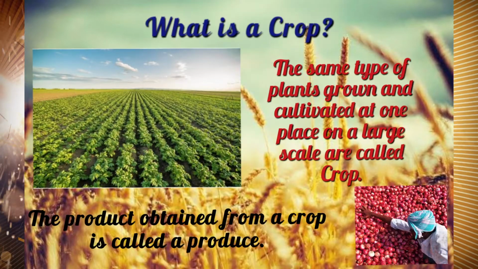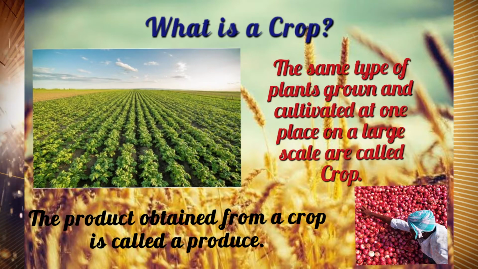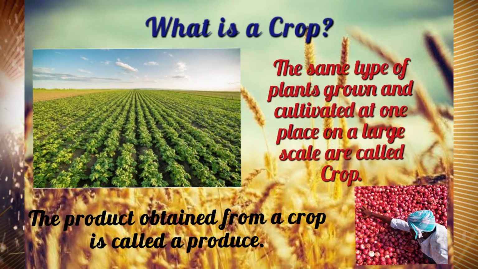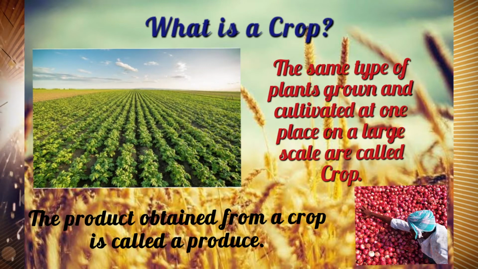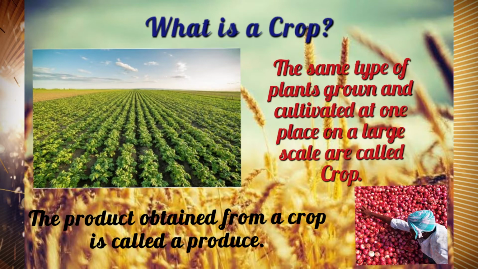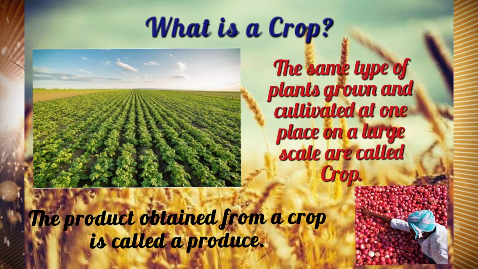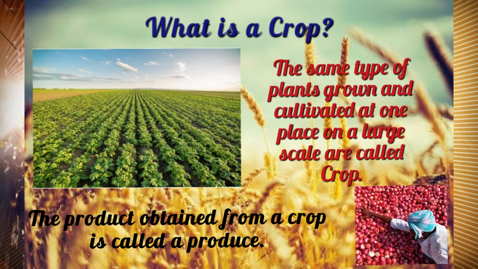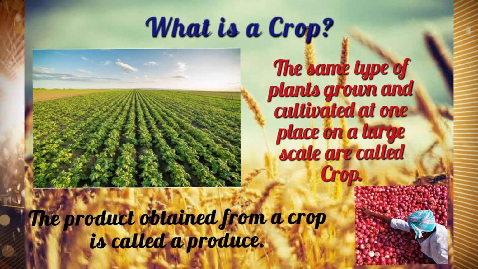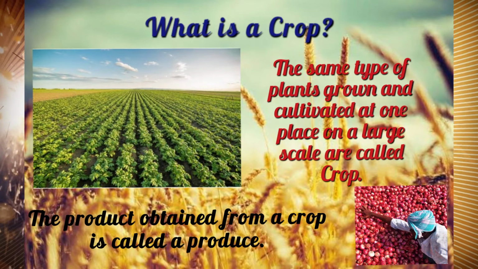So what is a crop? When the same type of crop is grown in the same place on a large scale, it is called a crop. तो जब हम एक ही प्रकार के या एक ही टाइप के प्लांट्स को एक ही जगह में बड़े एरिया पर उगाते हैं तो उसे क्रॉप्स कहते हैं. And the product which is obtained from a crop is called a produce. मतलब उस क्रॉप में से जो हमें यील्ड या फसल मिलती है उसे प्रोड्यूस कहते हैं.